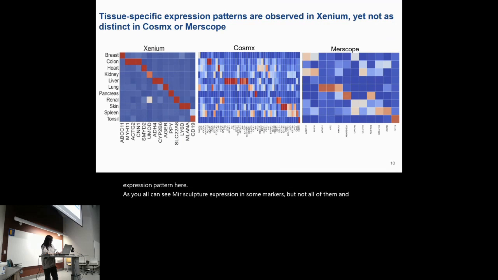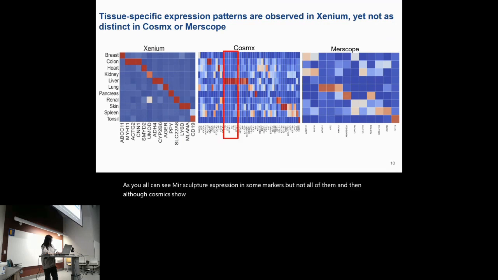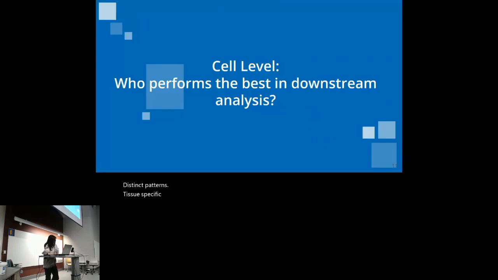And then although CosMx shows satisfying expression patterns for some tissue markers, for example, those, we observe that many canonical markers are not enriched in expected tissues, which may again be caused by the high FDR and low sensitivity. And in conclusion, Xenium has really distinct expression patterns, whereas CosMx and Merscope show a less distinct pattern for tissue-specific expression. And then moving on to the cell level, we want to ask who performs the best in downstream analyses.